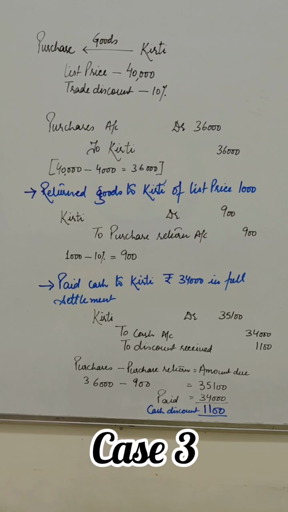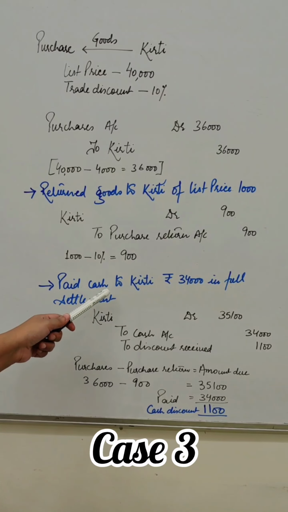Coming up to our next entry, that is, returned goods to Kirti of list price 1,000. Since the list price of all the goods was 40,000, out of these 40,000, goods of 1,000 were returned. These 1,000 goods also contained a trade discount. So while returning, we will deduct that 10% trade discount and the final amount of 900 is to be returned. Entry will be Kirti debit to purchase return account and the amount will be 900.